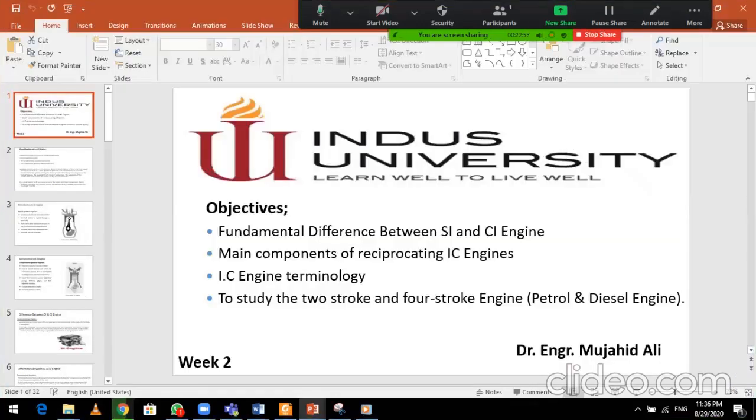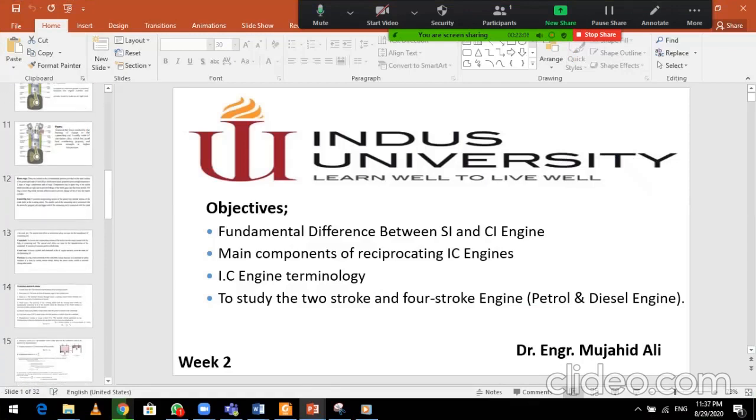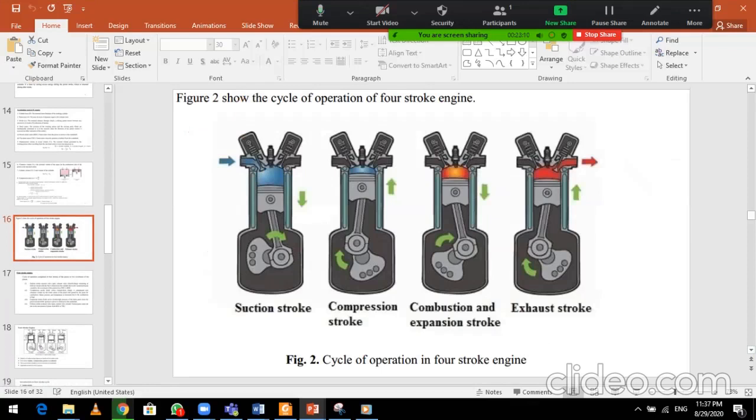So now we come to our last topic, which is the main topic about IC two-stroke and four-stroke engines. Okay, so let us move to four-stroke and two-stroke engines. Let's start from here.